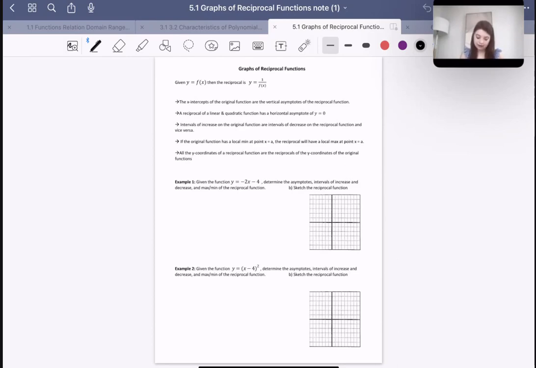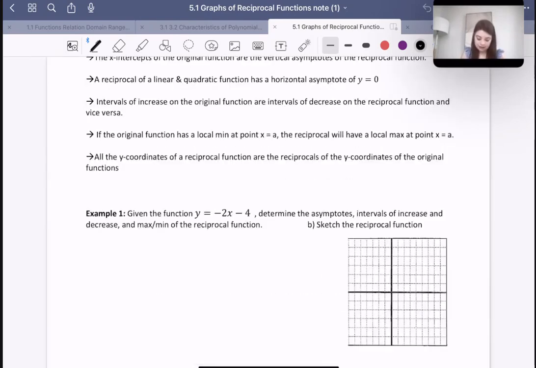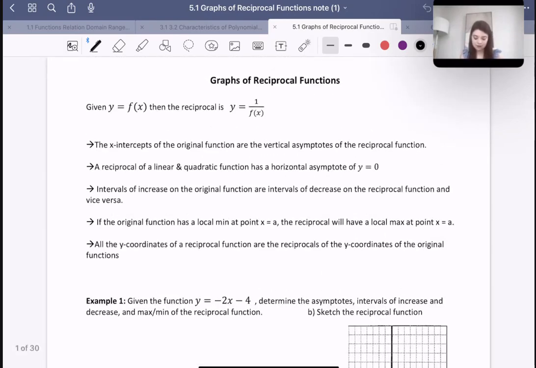So let's get started. It says here, given that y equals f of x, the reciprocal is y equals 1 over f of x. So long story short, when we see a function in the denominator, then that's called a reciprocal function.